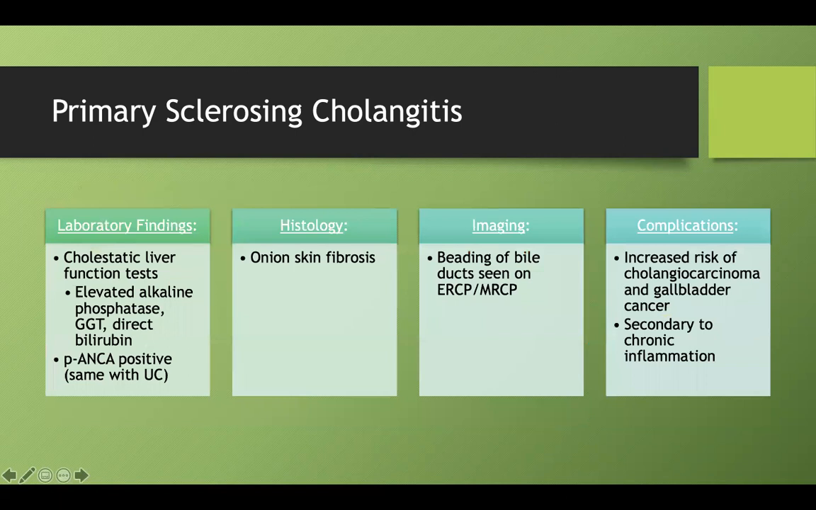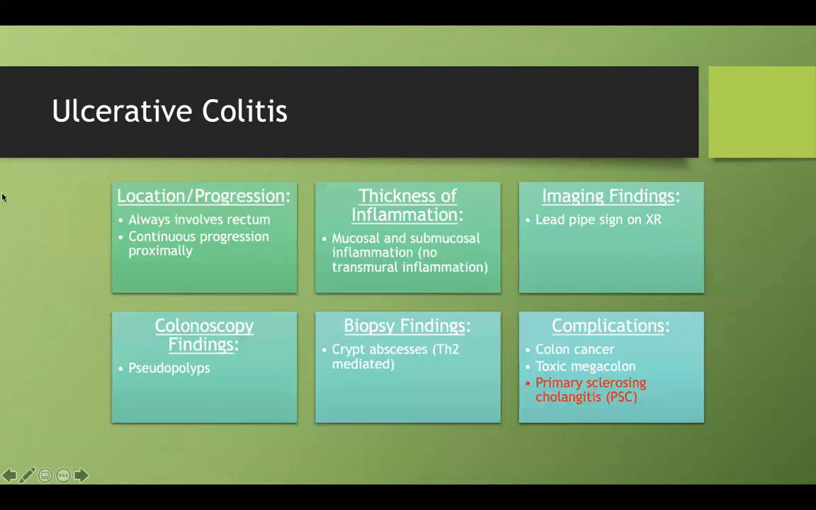And here is PSC. I go over this in great detail in the hepatobiliary section. I just want you to notice that even if you look at the lab values of PSC, we'll talk about P-ANCA later. That's a common laboratory finding in ulcerative colitis. You also see that in PSC.